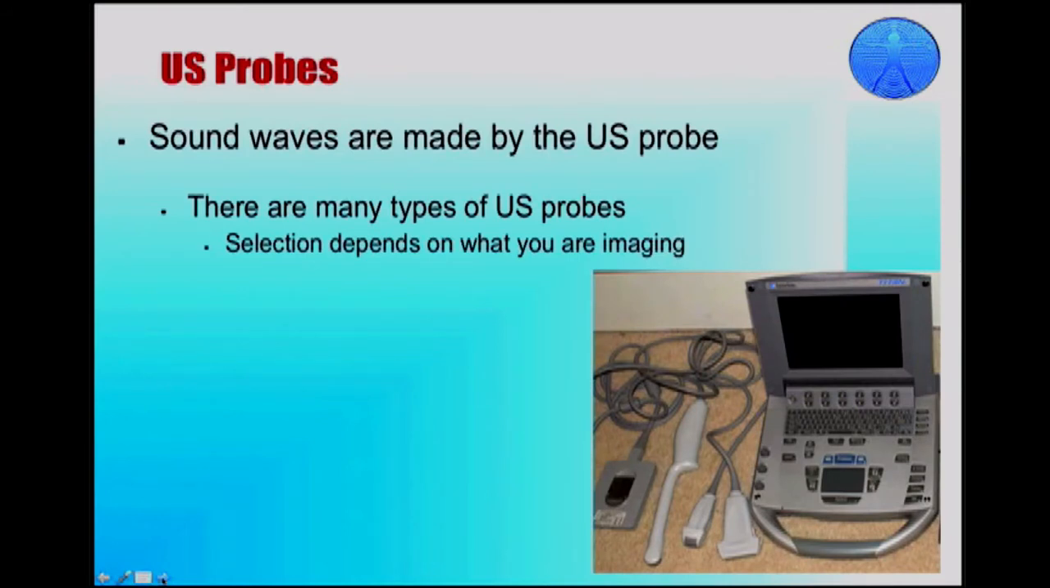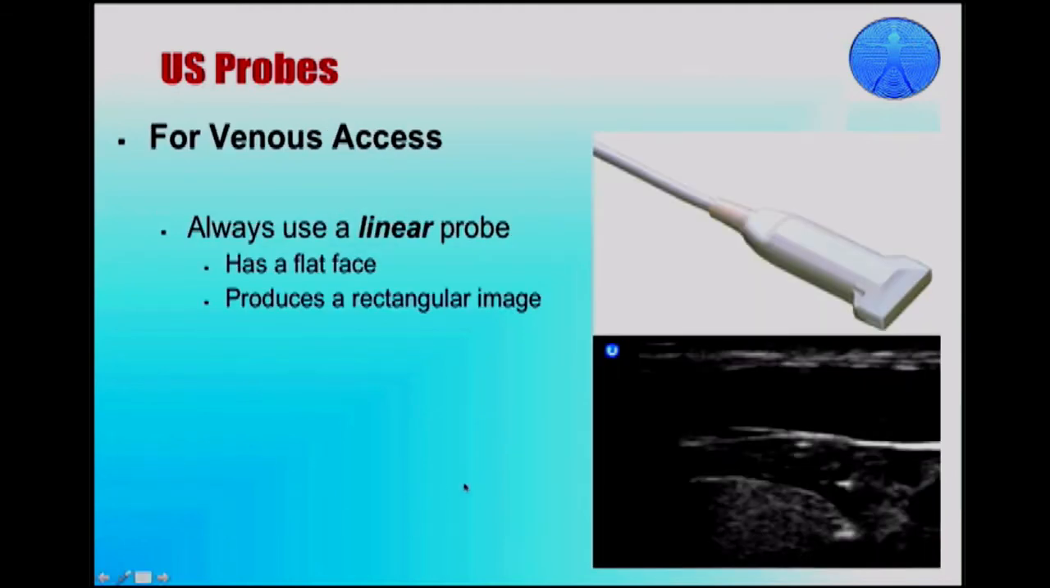Now, sound waves are made by the ultrasound probe, and what probe you use depends on what you're going to image. But for vascular access, we always use the linear probe or flat face probe. So look at this probe. It has a flat face, and the beams come straight out and straight back. So it's not curved, so they're not coming at an angle, so straight out and straight back. And when they do this, they produce a nice rectangular or square image.